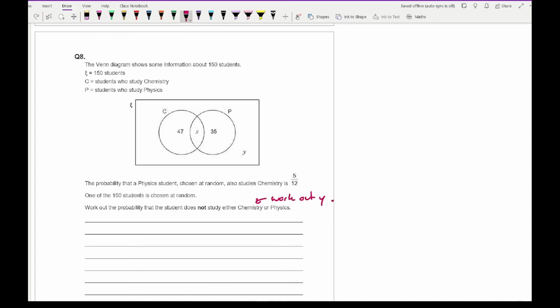So using the first bit of information that we know, the probability of a physics student also choosing chemistry. So we're looking at this circle here. The total of people studying physics is x plus 35, and the number of students that study physics and also chemistry is x. And we've been told that that is equal to 5/12. Now from this, you should notice that this is an algebraic fraction, so what we need to do is find the value of x.